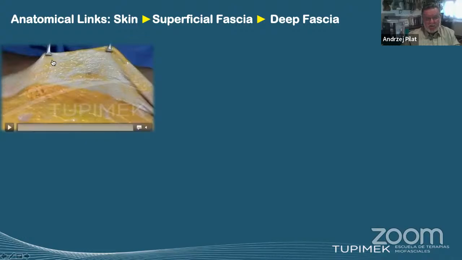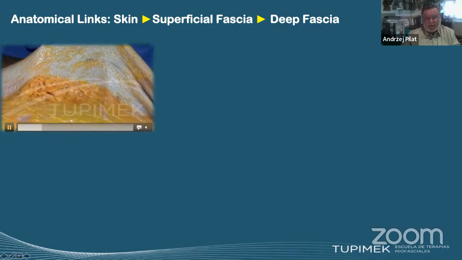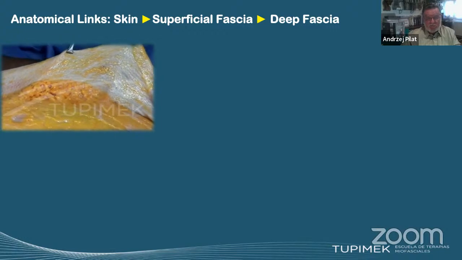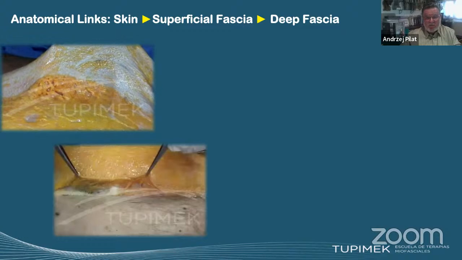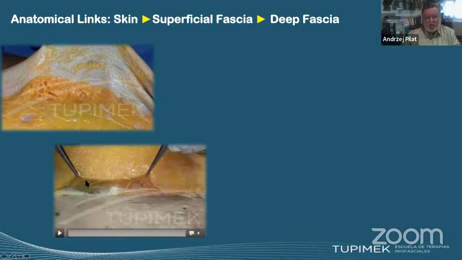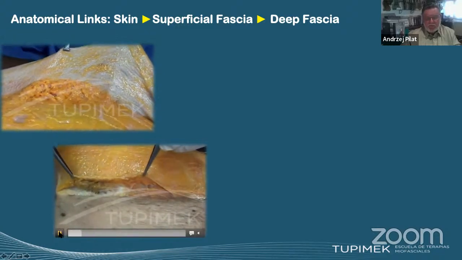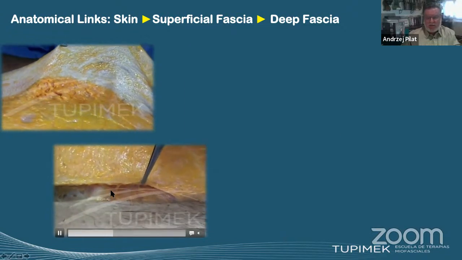So anatomical links go from the skin to the superficial and penetrate to the deep fascia. This is the skin, this is the superficial fascia. Below the skin, the fat. Observe that when I apply traction to the skin, I can observe the movement of the superficial fascia with the fat lobes. This is the pectoral area. This is the superficial fascia. This is the skin. This is the sternal area. And observe when I move the superficial fascia with the fat, the tension is transmitted to the deep fascia.